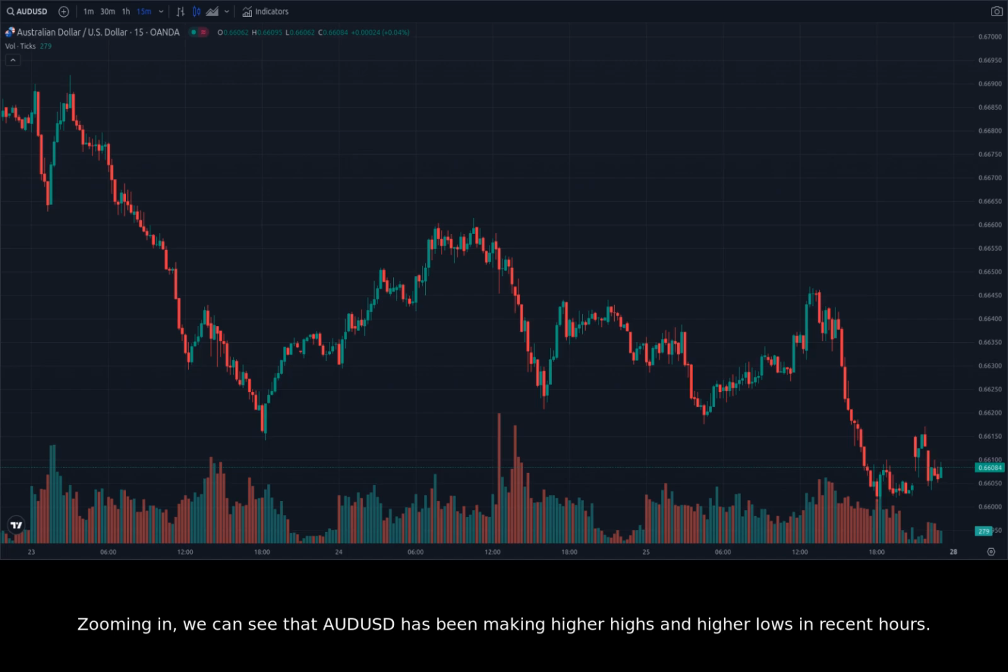Zooming in, we can see that AUDUSD has been making higher highs and higher lows in recent hours. This suggests that the short-term bias might be shifting towards bullish. However, it's important to remember that the overall trend on the daily chart is still bearish. The bearish trend line on the daily chart could act as a ceiling for the potential upward movement on the 1-hour chart. Therefore, we need to be cautious about placing any long positions without proper risk management strategies.